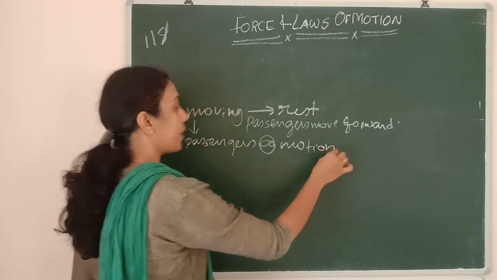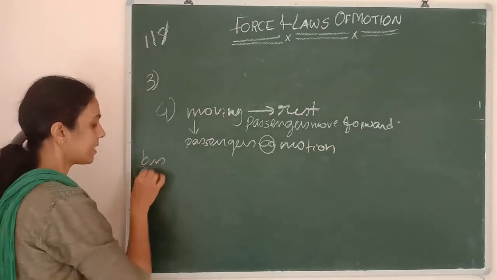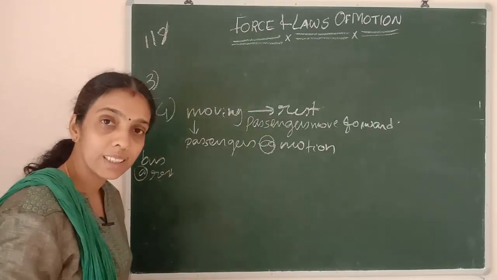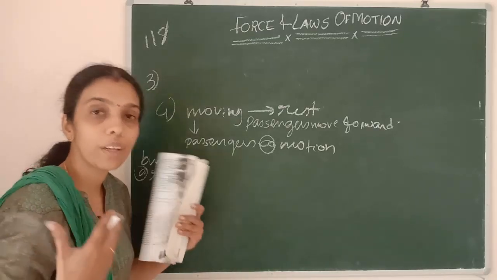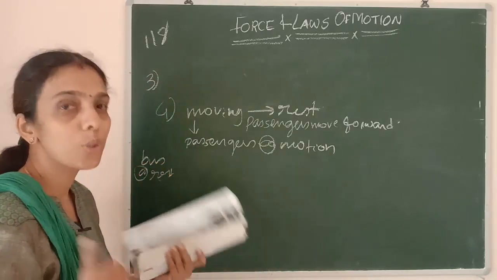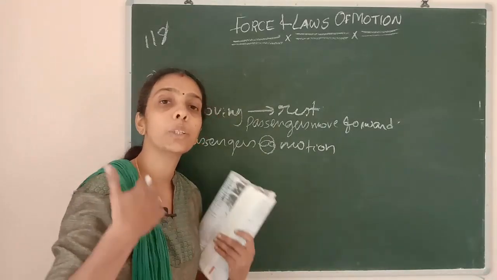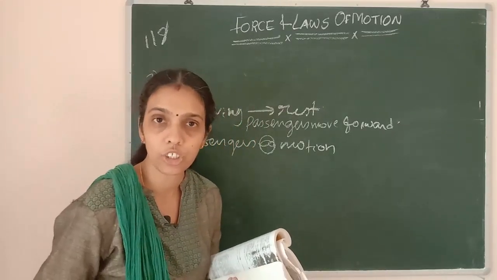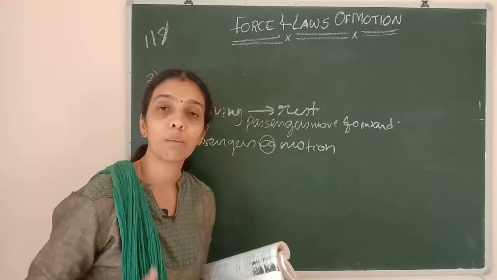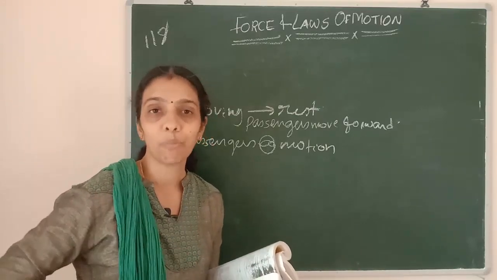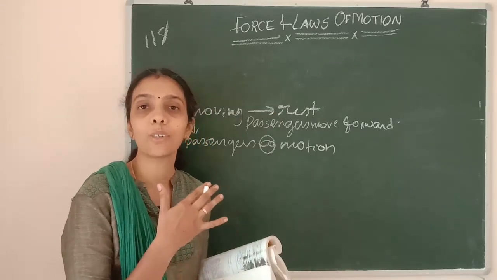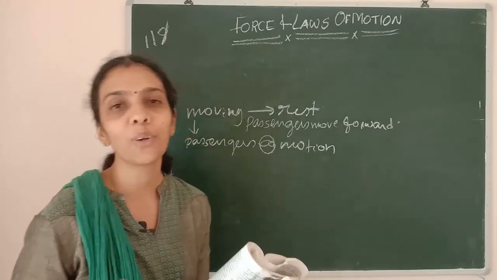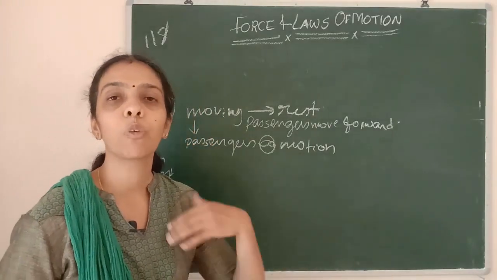Suddenly the bus came to rest. Then also the passengers will have the tendency to continue in their forward motion, isn't it? So their legs and all will come to the rest position, but the upper part of the body is not ready to come to the rest position. It wants to continue in the state of motion. So it is moving forward.